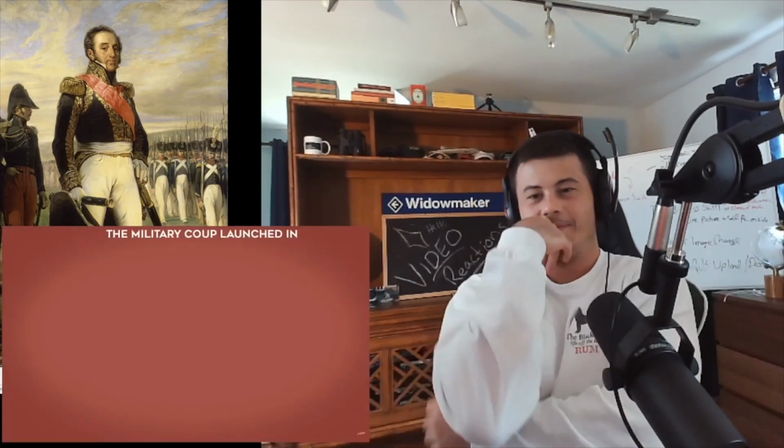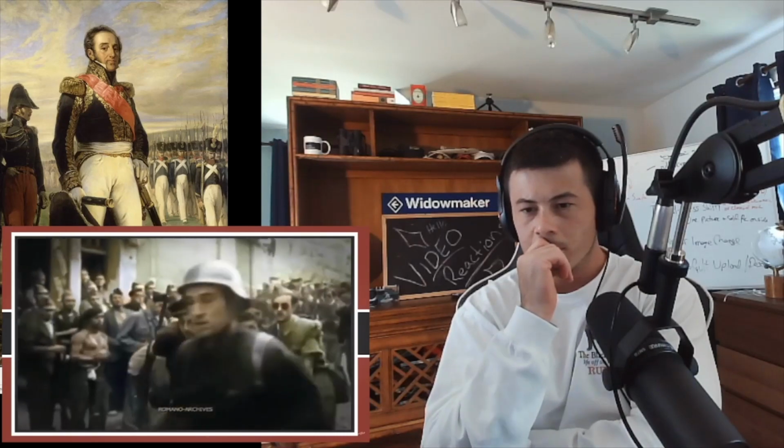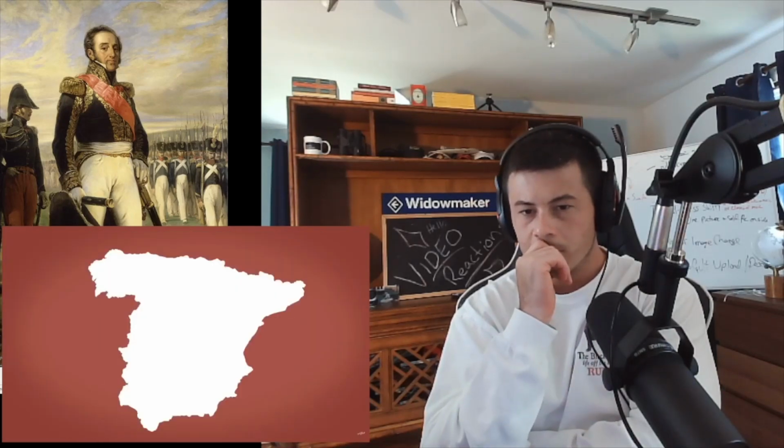The military coup launched in Morocco under Franco's command. Generals across Spain would rise up in every city. The police would reluctantly work with the leftists. This cooperation would result in the coup's miscarriage. Cities across the Republic would either fall or not.